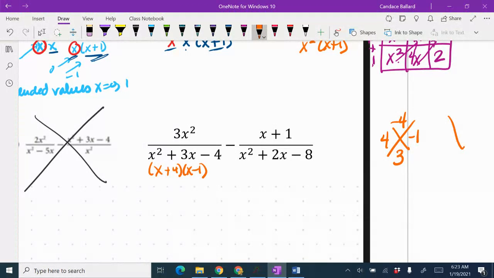And then for my second one, I've got to have two numbers that multiply to -8 and add to 2. So that would be 4 and -2. So x plus 4 times x minus 2.